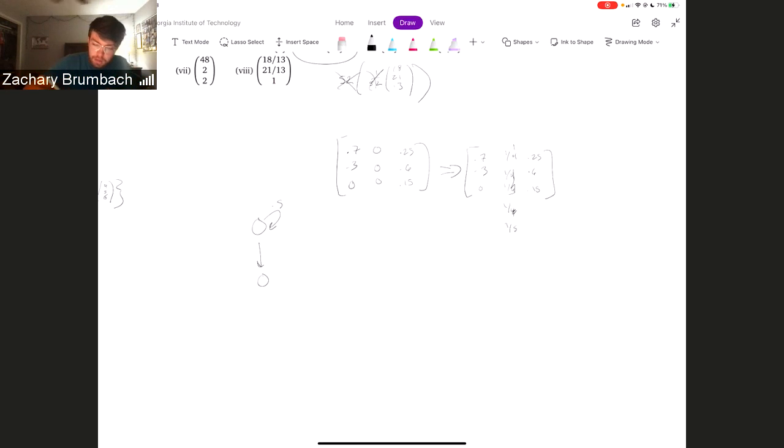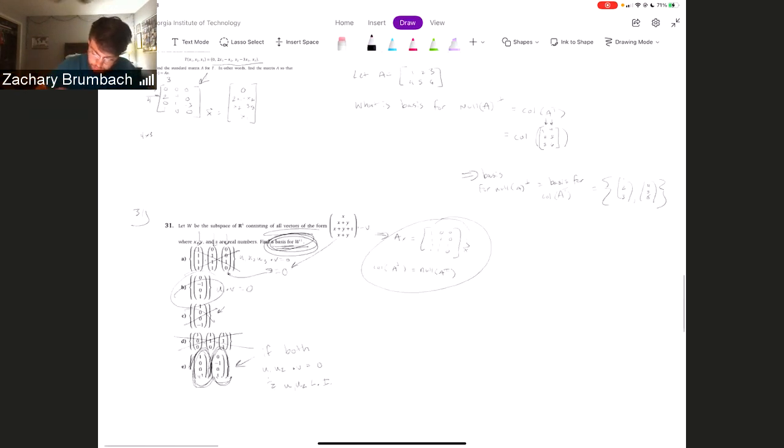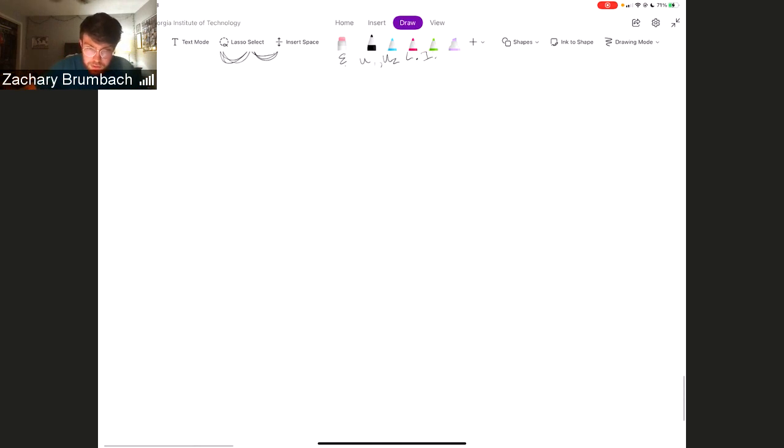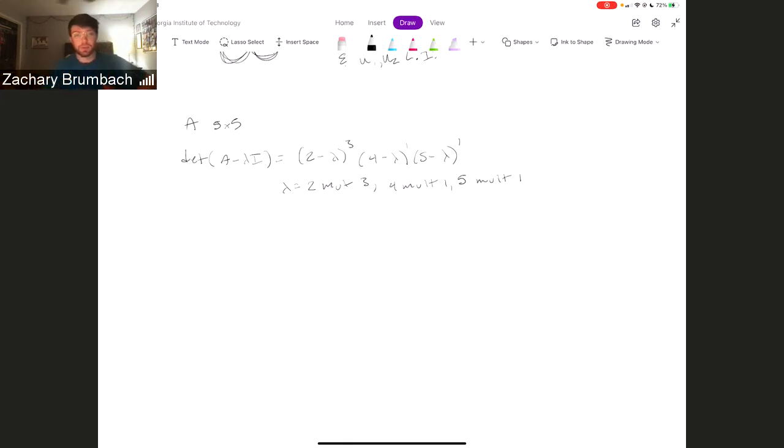All right. So I'm not going to write it down because there's just a lot of extra words. You're given A is 5 by 5, and the determinant of A minus lambda I equals (2 minus lambda) cubed, (4 minus lambda), (5 minus lambda). Cool. So what are our eigenvalues off the bat? Lambda equals 2 with multiplicity 3, 4 with multiplicity 1, and 5 with multiplicity 1, because it's just the power that each factor is raised to.